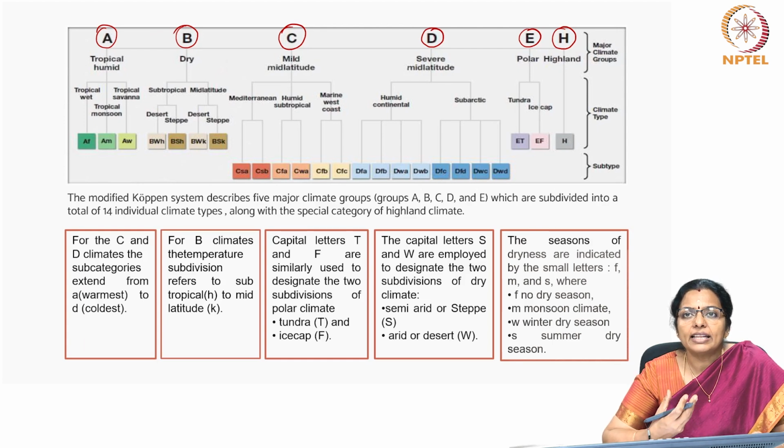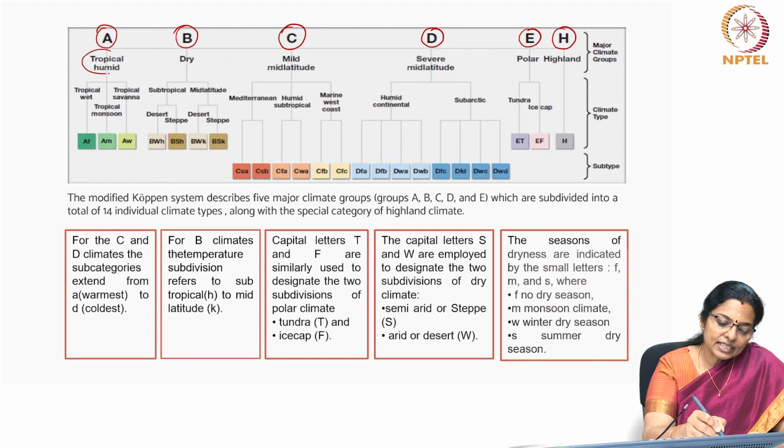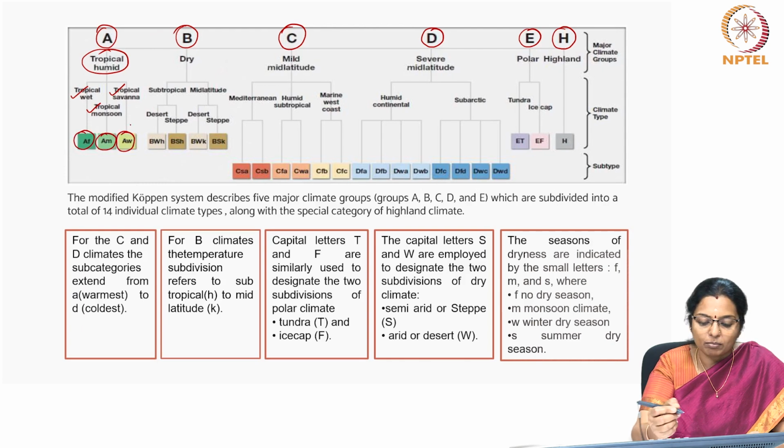Now, these subdivisions totally come to 14 climate types, and these have subcategories. For example, A, which is tropical humid, is further divided into tropical wet, tropical monsoon, and tropical savanna. Each of these is given a particular alphabet. Tropical wet is AF, tropical monsoon is AM, tropical savanna is AW.